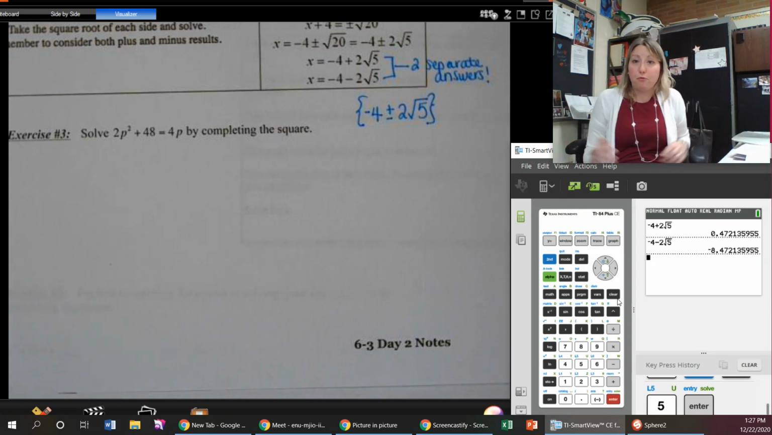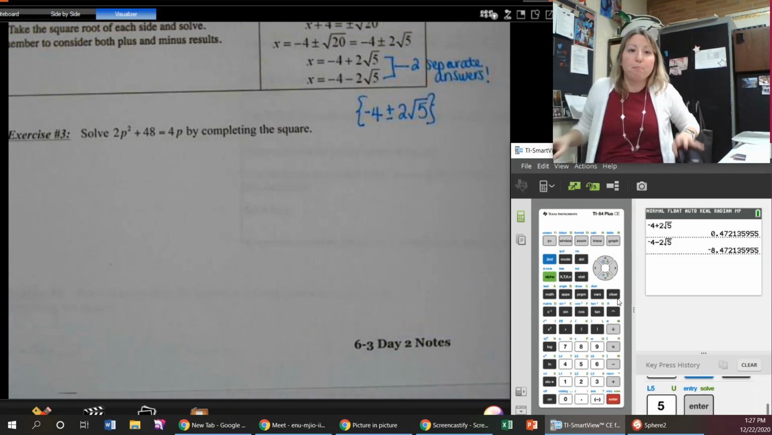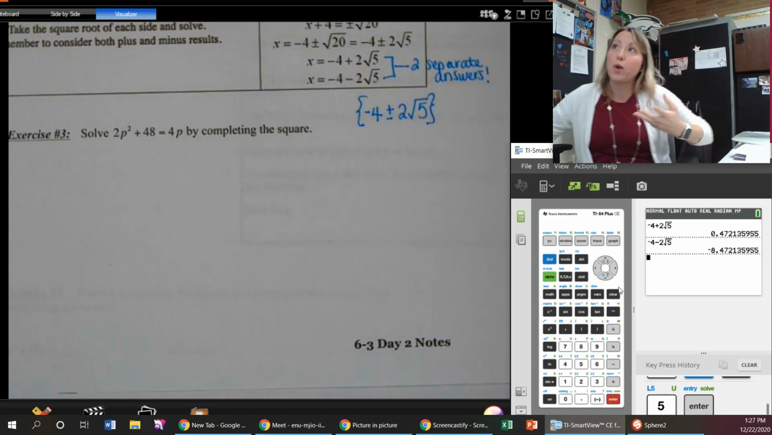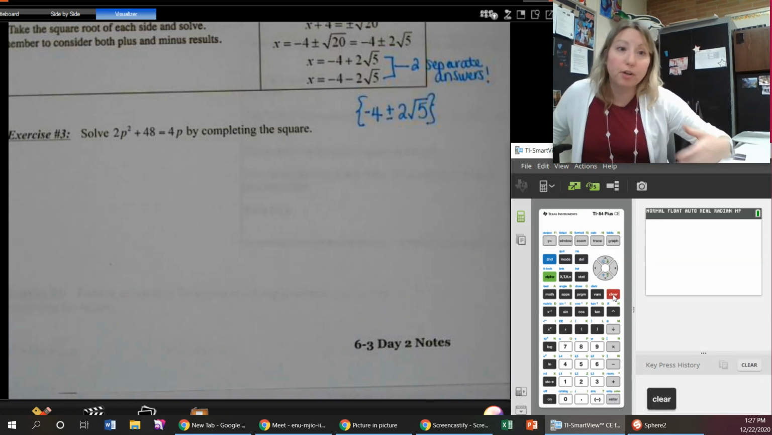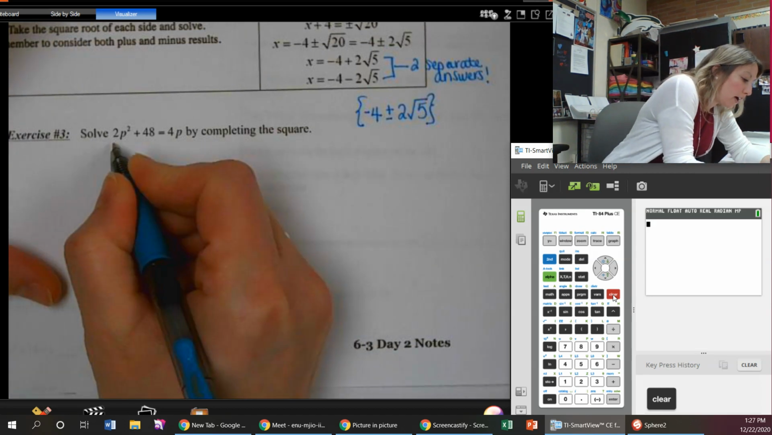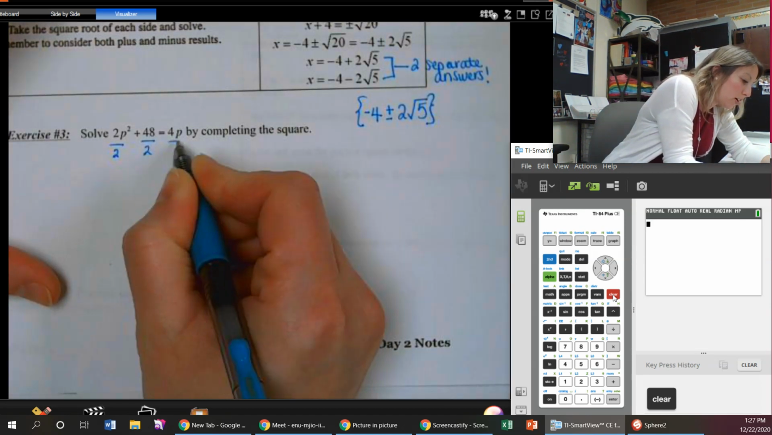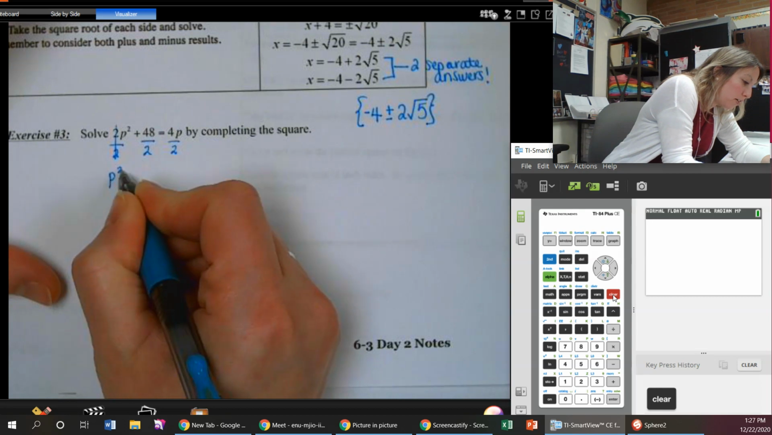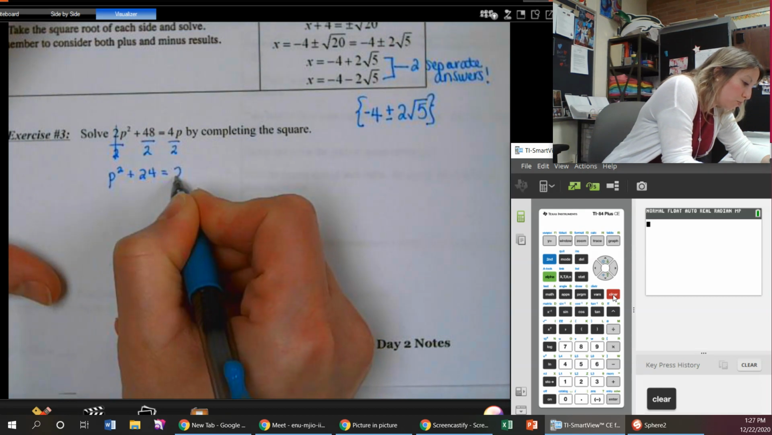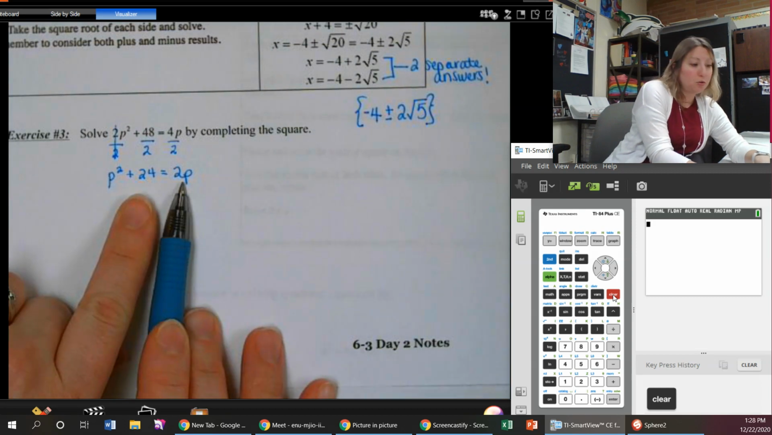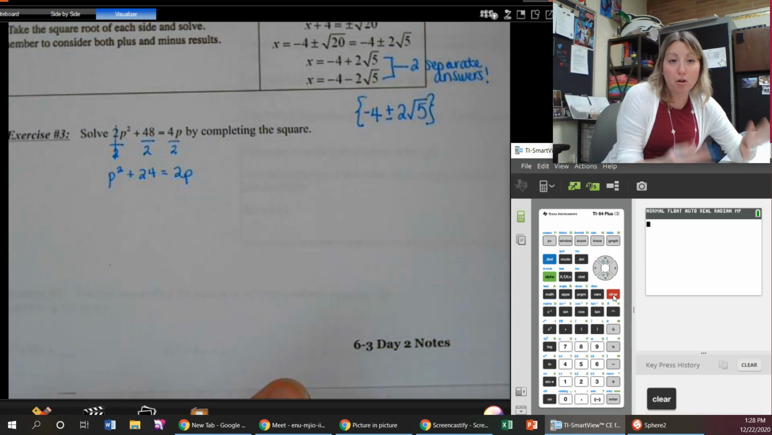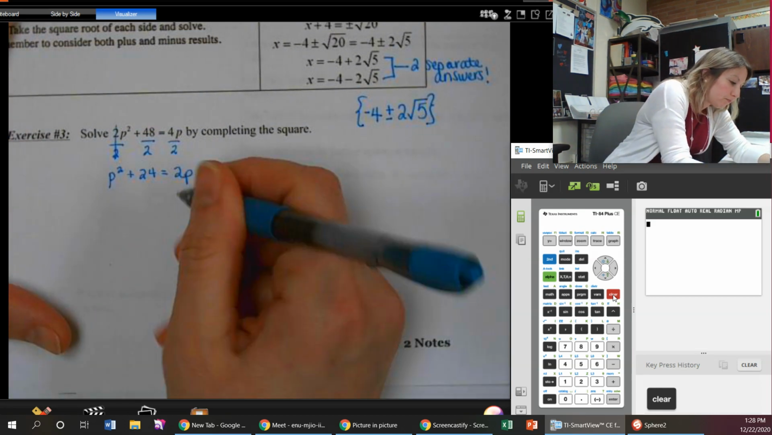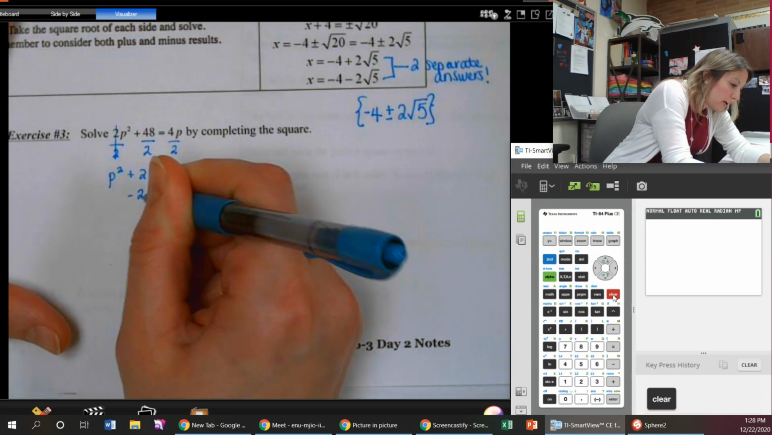Now, like I said before, when we were completing the square, we can't have a number in front of our squared variable, right? So if you don't want a number in front of your squared variable, what you want to do is divide everything by that number. So the first thing I need to do here is divide everything by 2 because I don't want a number in front of my squared variable. So I get p squared plus 24 equals 2p. Now, let's trade the 2p and the 24 because you need to have your squared variable and your middle variable on one side of the equal sign and your number on the other side.